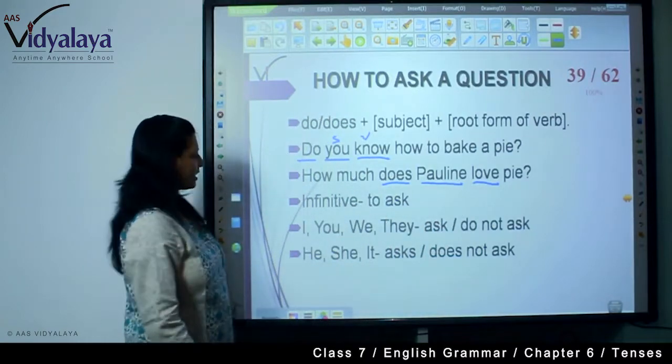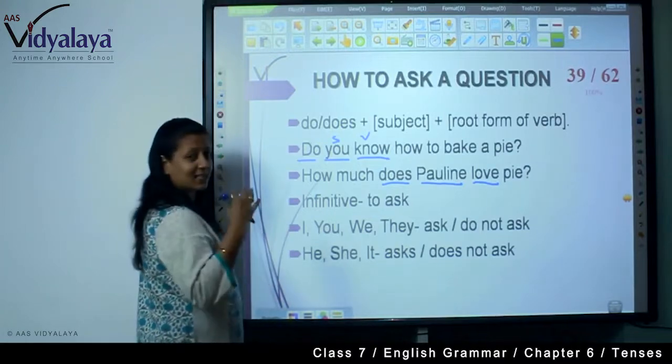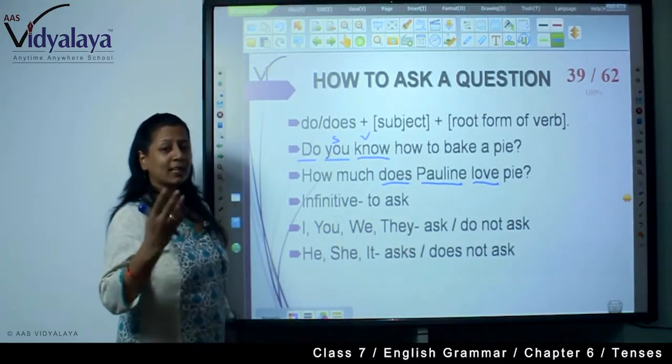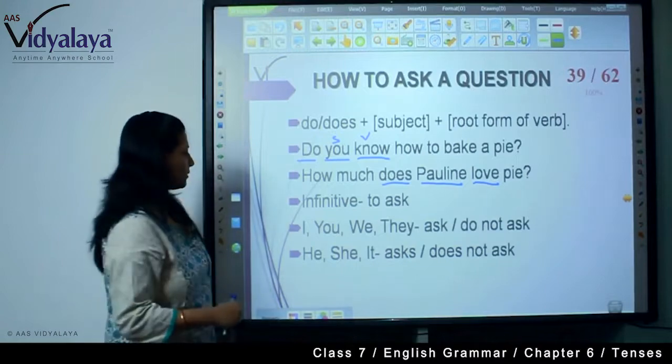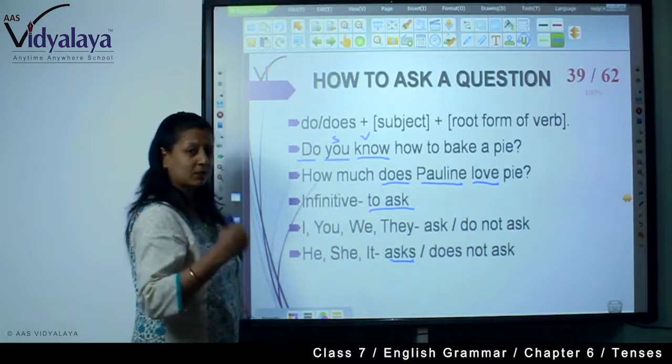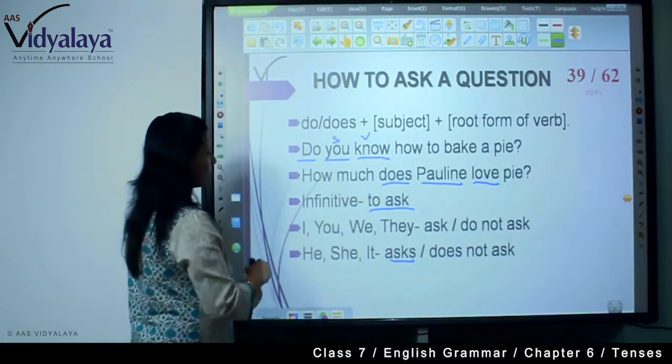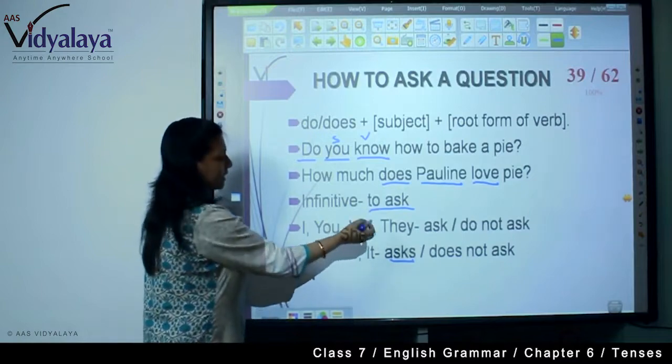Now, then the infinitive to ask: I, you, we, they ask. There are some verbs. With the verb, you can understand how to ask a question. Here you are seeing the infinitive. Suppose, for example, to ask, we are taking the word ask. I, you, we, they.